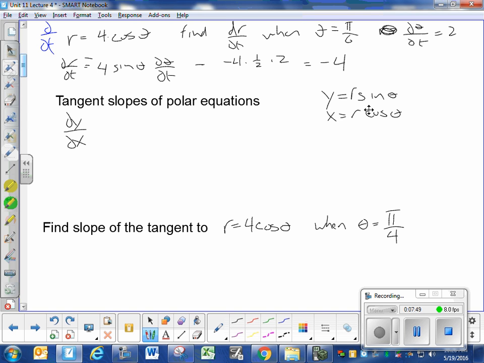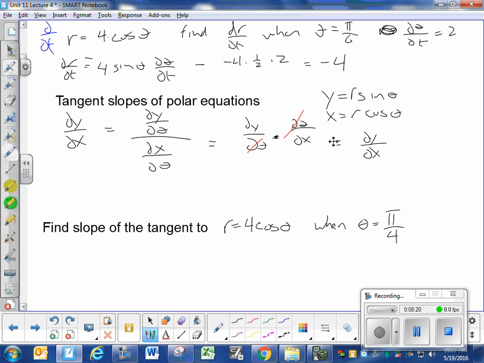Right? Well, what I'm going to be able to do is find y, find x, then take the derivative of y with respect to theta and divide that by the derivative of x with respect to theta. Because when I do that, all of a sudden the d thetas will go away. Times d theta, bye. We just get dy over dx, okay?